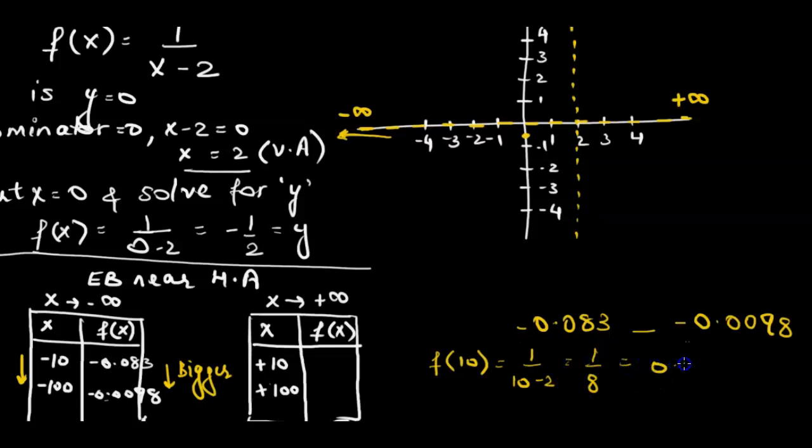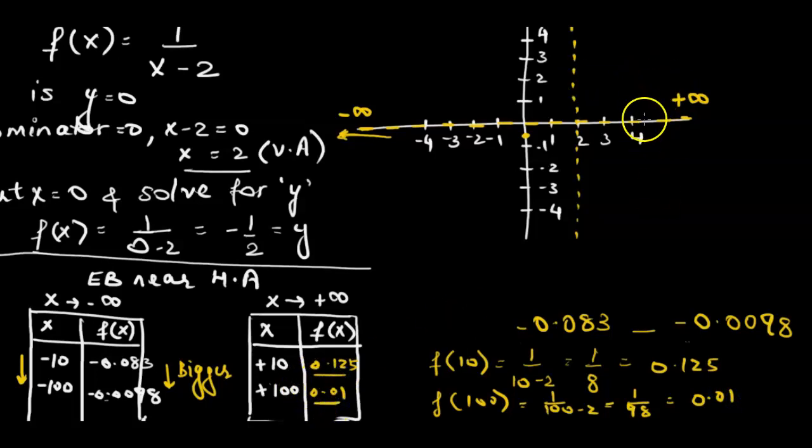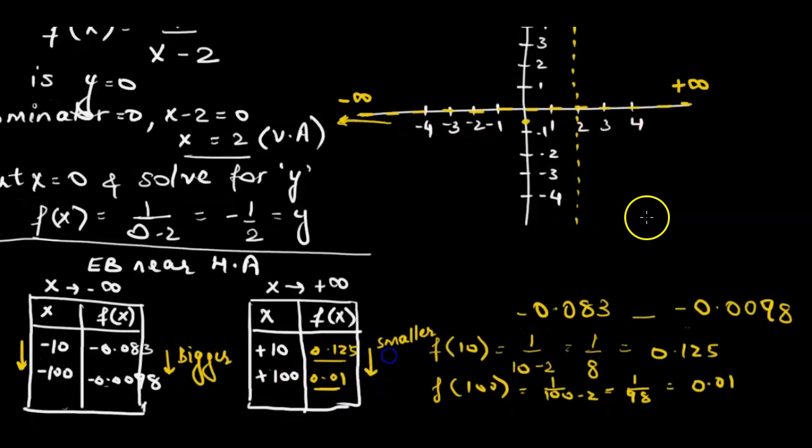That gives us 0.125. When we find out f of 100, it's 1 over 100 minus 2. That is 1 over 98. This gives us 0.01. Here, this is a positive value and this is also a positive value. That means on the right side, we have to be over the x-axis. However, when we go from positive 10 to a positive 100, the y value is becoming smaller. That means the graph should be a decreasing kind of graph.